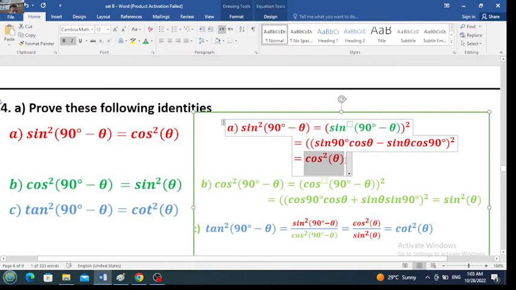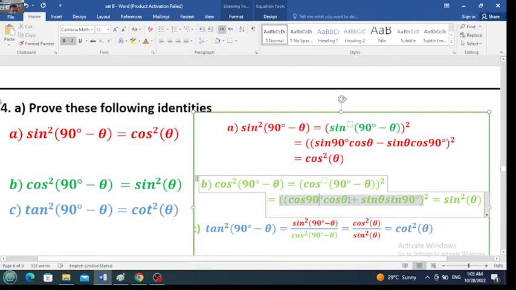Cosine of 90 here is 0, multiplied by cosine of theta is 0, so you cancel this one. Therefore, learners, it remains only sine of theta multiplied by sine of 90. Sine of 90 is 1, multiplied by sine of theta equals sine of theta, raised to the power 2. Therefore, I proved the second one.